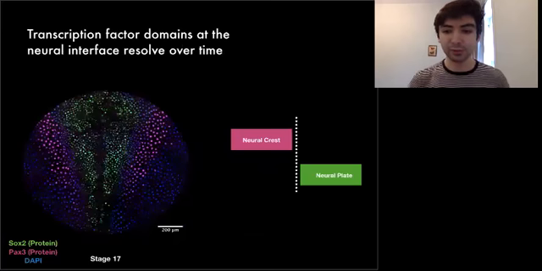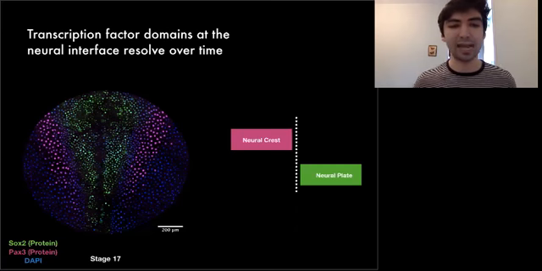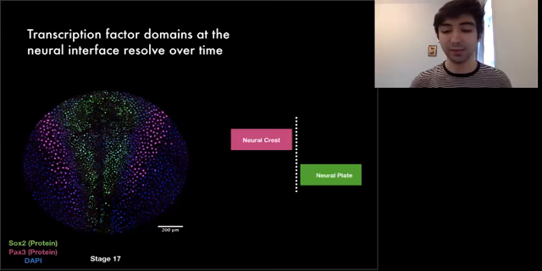But if we just look a few hours later in development, so if we look at stage 17, which is near the end of neurulation, these fate markers have completely segregated. We no longer see co-localization of these factors, and we even see this narrow band of cells in between where we don't detect either of these proteins. Another way of stating this observation is that by this stage in development, at the interface of the neural plate and the neural plate border, this boundary has resolved.